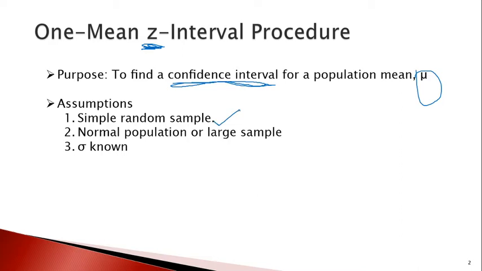So you don't need to worry about that too much. Always you have been given a simple random sample, and also we have a large enough sample, or we know that our population is normally distributed. And the last one is very important: sigma is known. You have to stick with these three assumptions, so keep these three in your mind. Your problem should satisfy these three assumptions so that you can apply this procedure.